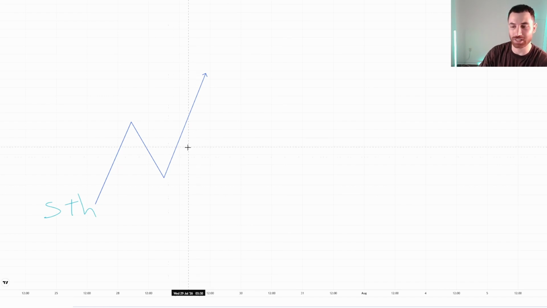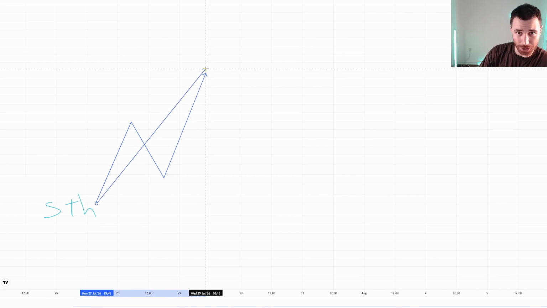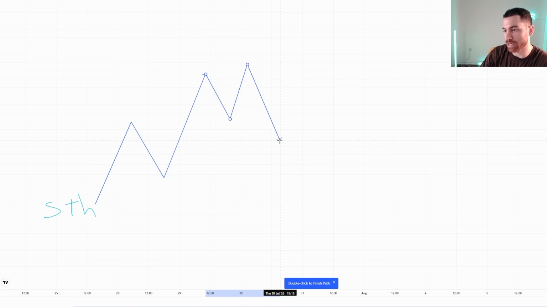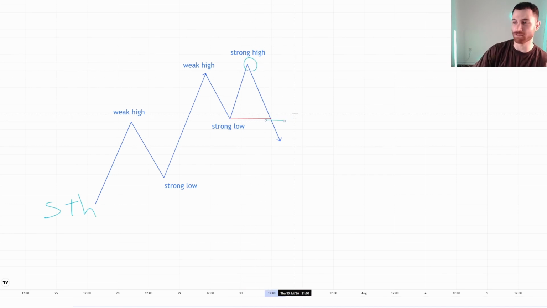Imagine your chart looks like this. Something happened in the past. We don't care. This is what you see. Now you know this is a bullish trend. This means it's going up. But what if price does something like this? What happened? All of a sudden we have a strong high. This high up here went below this low. This is fantastic stuff. What's going on?